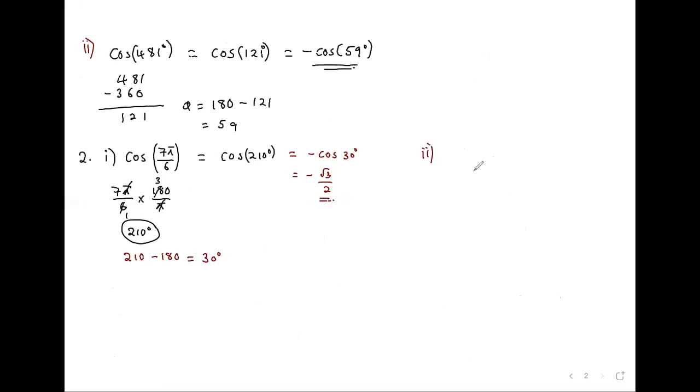Let's try sine 9 pi over 4. Nine pi over 4. This is bigger than 360. That's 2 point something pi.